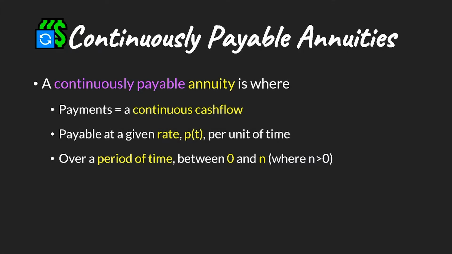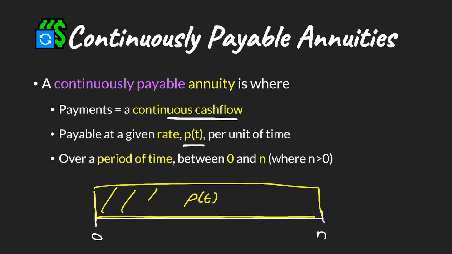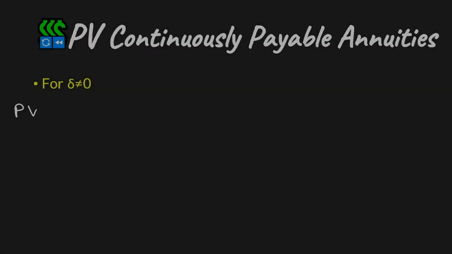A continuously payable annuity is one where our cash flows are paid continuously at a rate p(t) per unit of time over the period from time 0 to time n. This is different to our discrete level annuities where cash flows are paid at discrete times. Here cash flows are paid continuously.